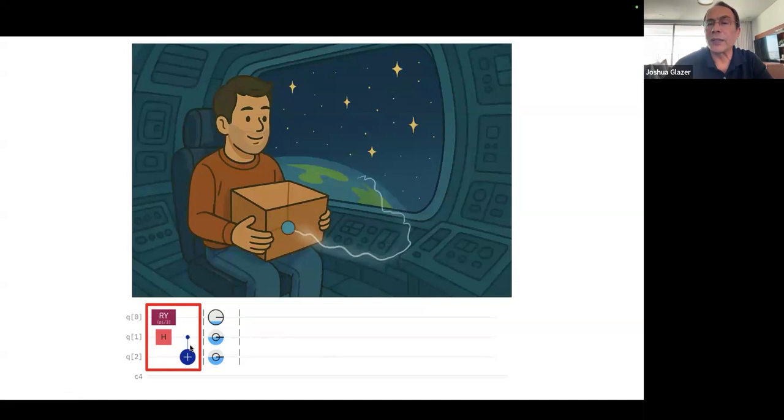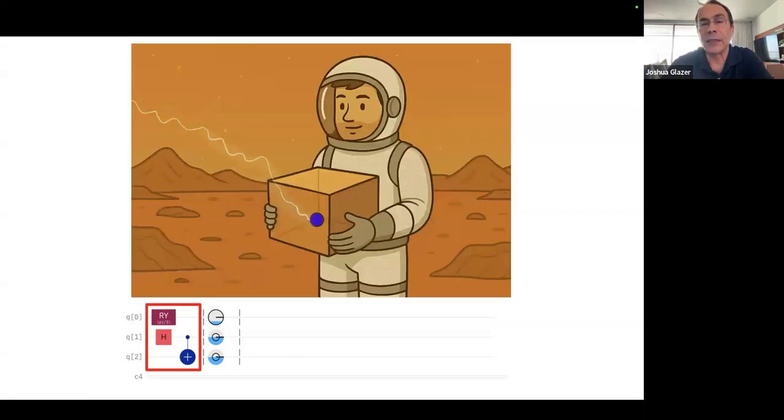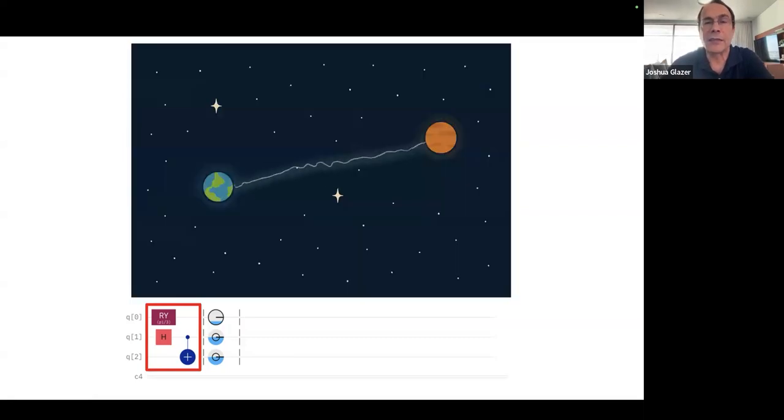Now Bob is going away on a spaceship. You see that they're still somehow connected. They have this beautiful quantum telepathy, the entanglement. Now he's on Mars, and they're still somehow magically connected. But what Sally wants to do is use this connection to transfer a qubit to Bob. And let's see how she does it.